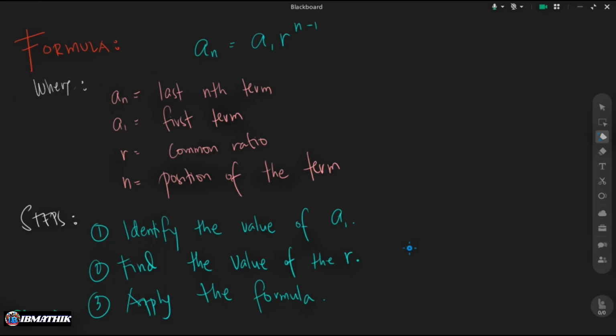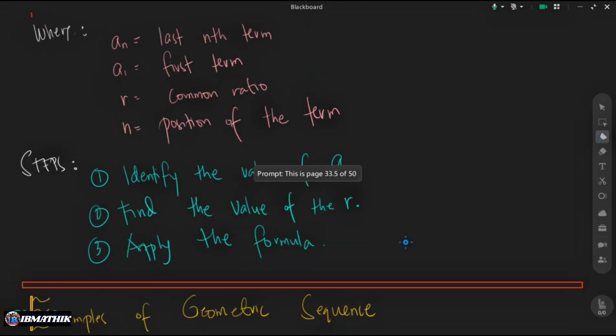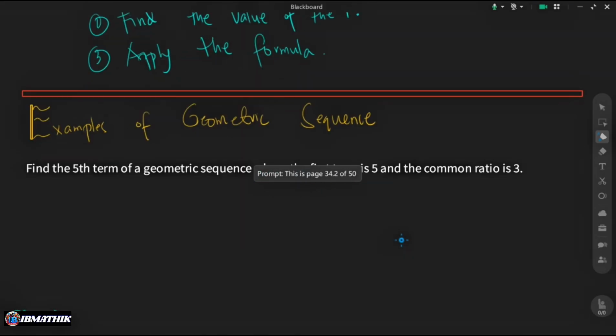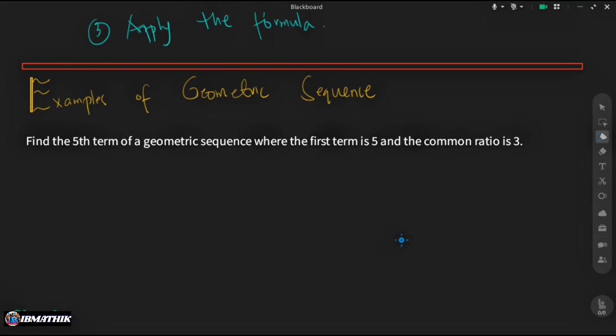So these are the steps to calculate the nth term of a geometric sequence. The first one is we need to identify the value of the first term, or a sub 1. Second step will be we need to find the value of the common ratio, or the r. And of course, the last step will be apply the formula. So let's proceed with an example. Find the fifth term of a geometric sequence where the first term is 5 and the common ratio is 3.